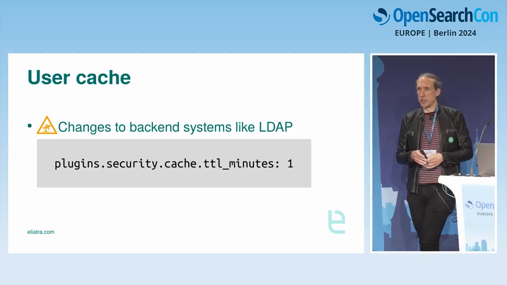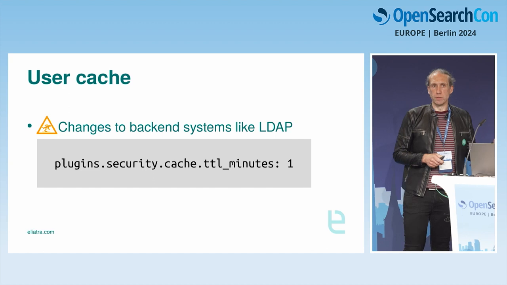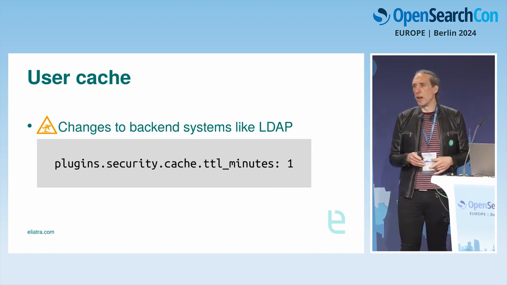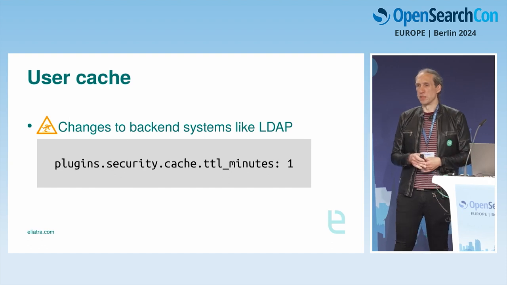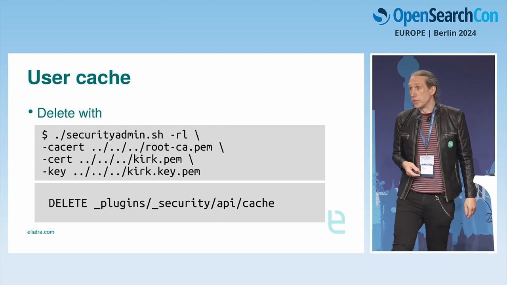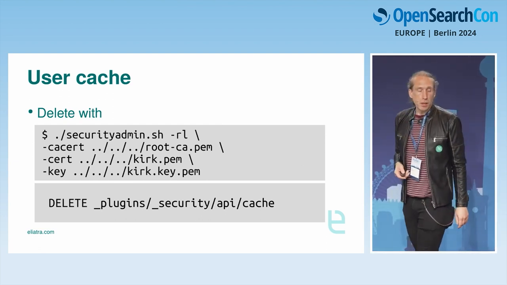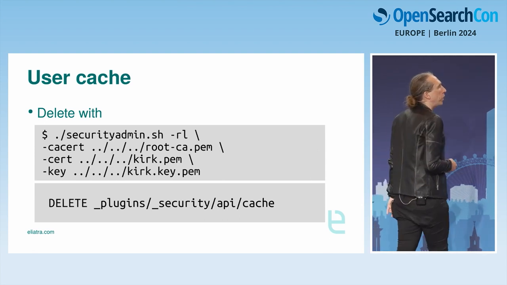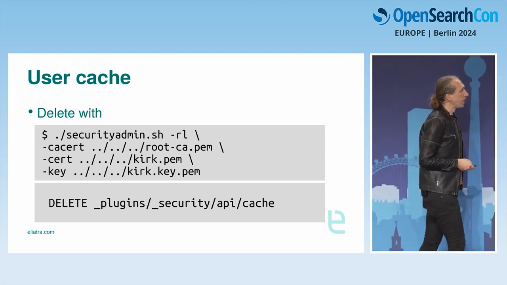obvious. You have a configuration option also to control this cache duration, so you could also think about reducing this duration or even disabling the cache altogether by setting it to 0. However, yeah, for performance reasons, that's also not too recommendable. You can also delete manually the cache either with the security admin tool and the -rl switch, or with a dedicated REST API.